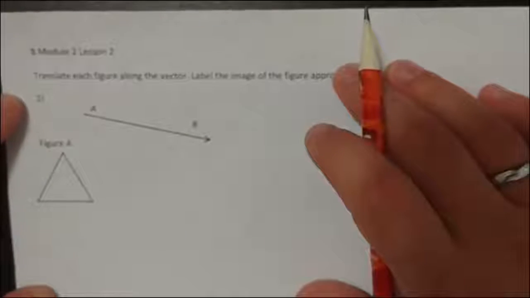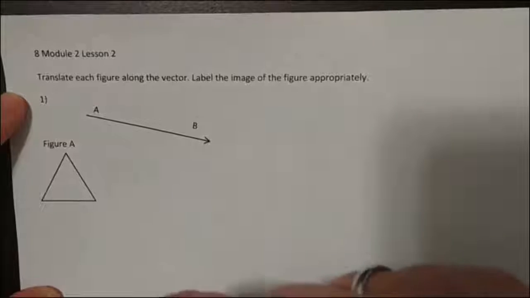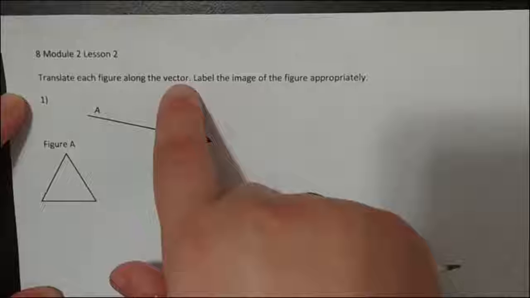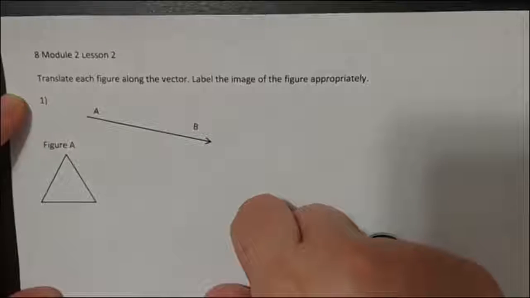Now we are going to talk more about moving figures on a geometric plane. The type of movement we're going to talk about in this video is called translation. We're going to translate these figures along a vector, and after we do so, we're going to label this new image that we get.